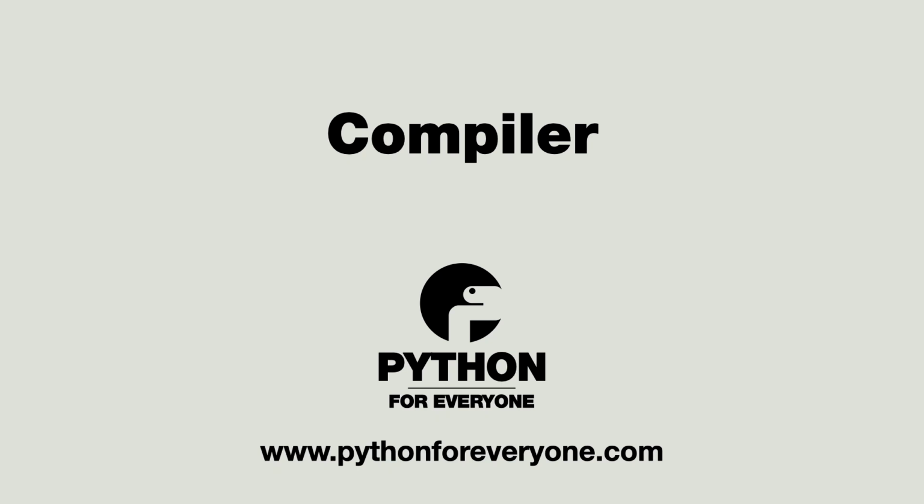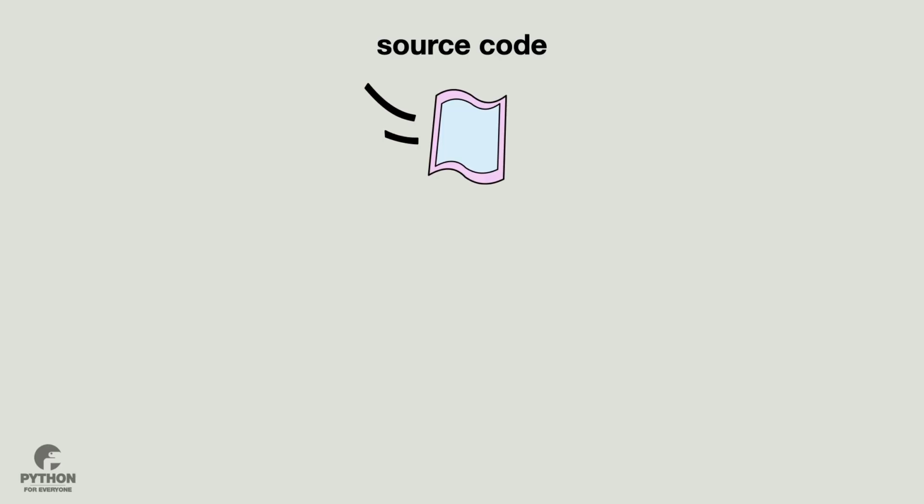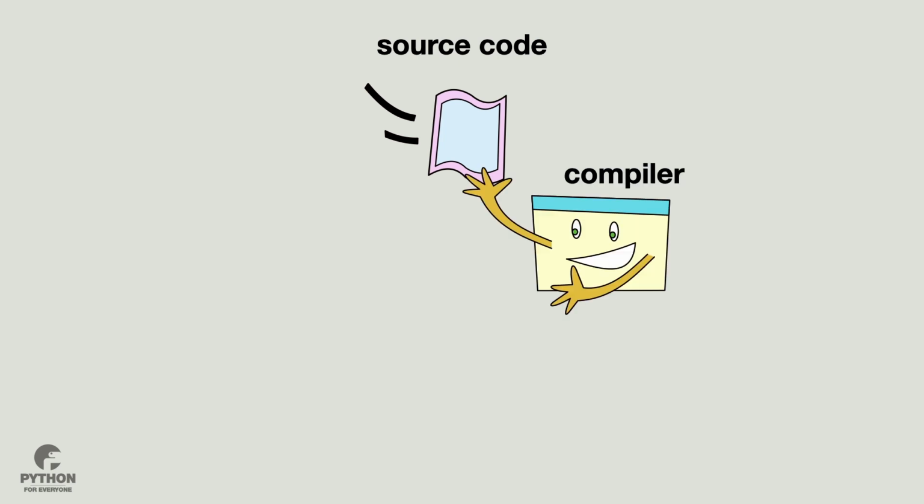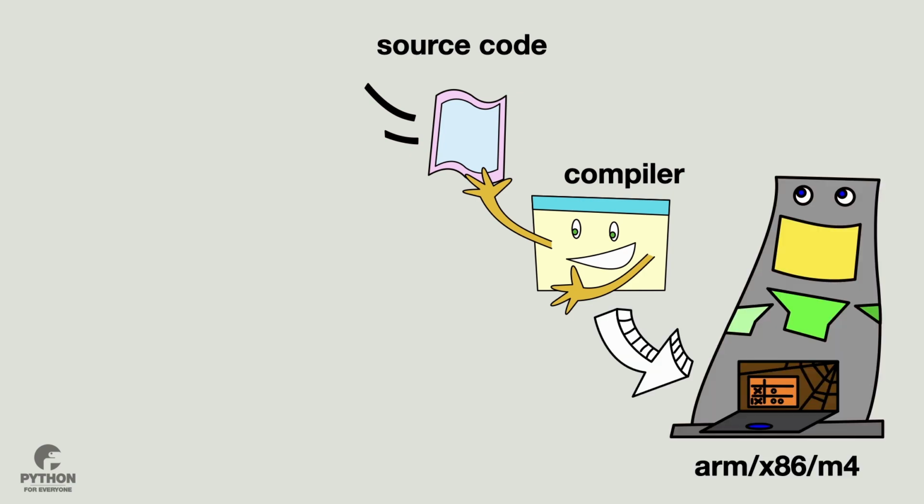Source code written by us developers needs to be converted to executable programs. For this, there are two common techniques. A compiler can process the code and generate an executable program for a specific architecture like ARM, x86, or an Apple M processor. When programs are compiled for a specific architecture, static types can be used to optimize performance.